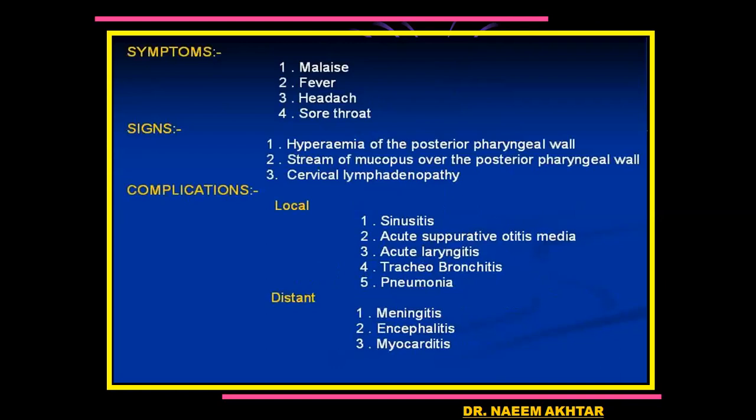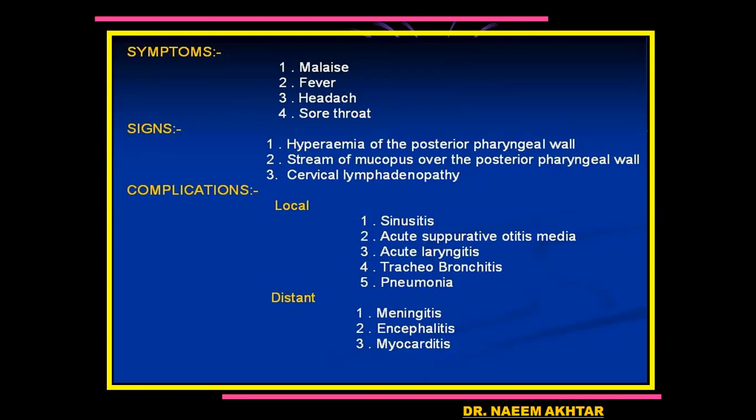Symptoms of acute pharyngitis. These are malaise, sore throat, fever, and sometimes headache. And if we examine the throat of the patient, there may be hyperemia of the posterior pharyngeal wall. We will see a streak of mucopus over the posterior pharyngeal wall, and if we examine the neck for lymph nodes, we may find cervical lymphadenopathy.